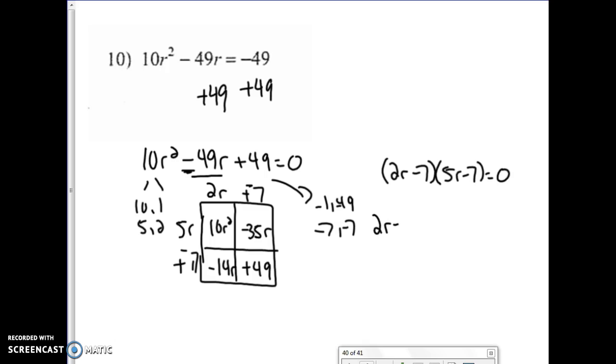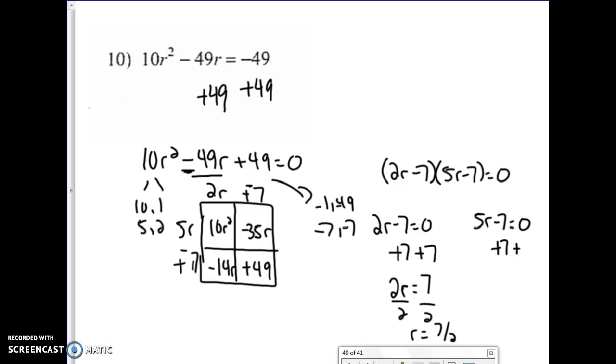So I'm going to set 2r minus 7 equal to 0. Add 7. I got 2r equals 7. And then divide both sides by 2. I got r to be 7/2. And then I'm going to do the same thing with 5r minus 7. I'm going to add 7. Add 7. I got 5r equals 7. So r equals 7/5. Okay.